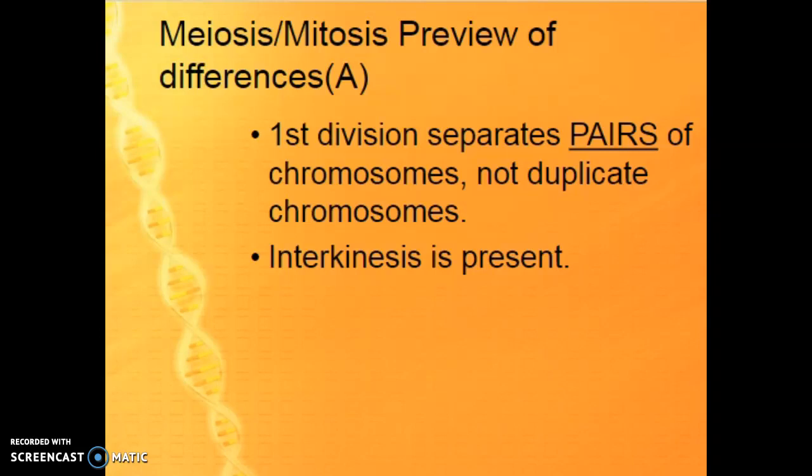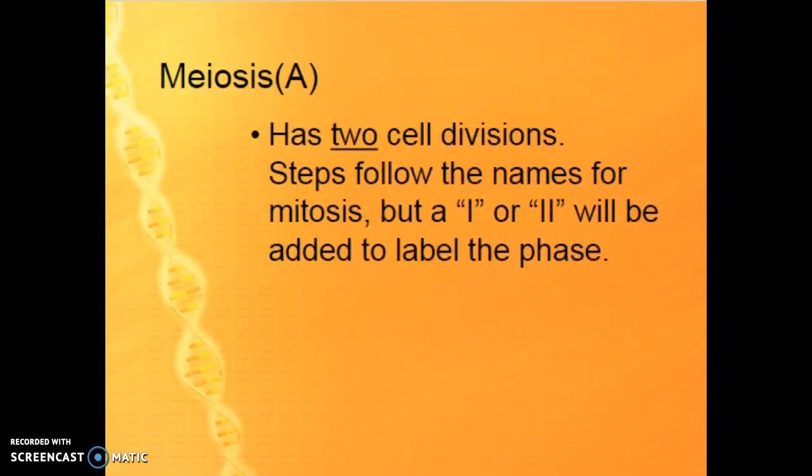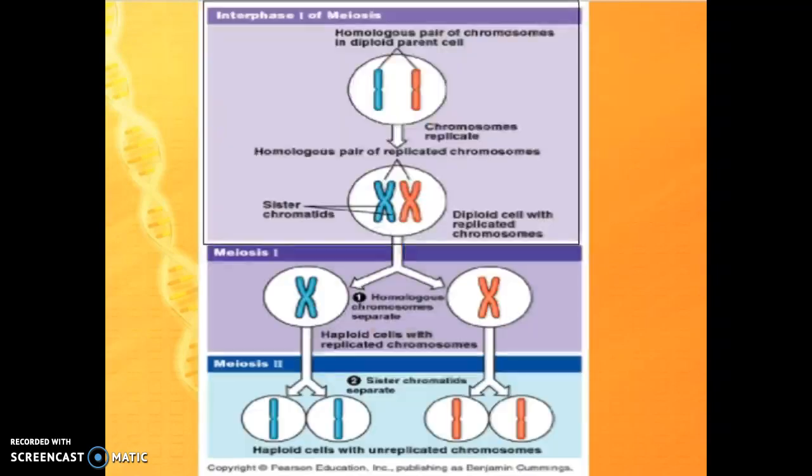Continuing on our preview of differences, the first division separates pairs of chromosomes, not duplicate chromosomes. And then interkinesis is going to be present, so that's between meiosis 1 and meiosis 2. Meiosis is going to have two cell divisions, so it's going to be meiosis 1 and meiosis 2. All of our phase names will be prophase 1, metaphase 1, anaphase 1, and 2, all those types of things.